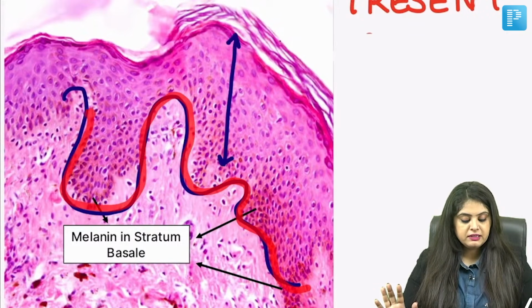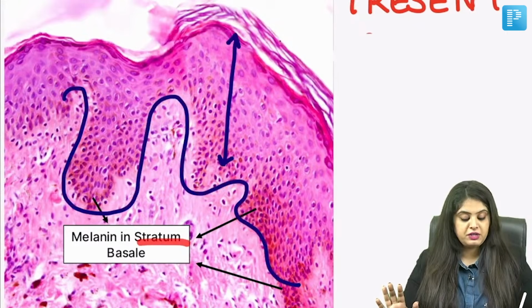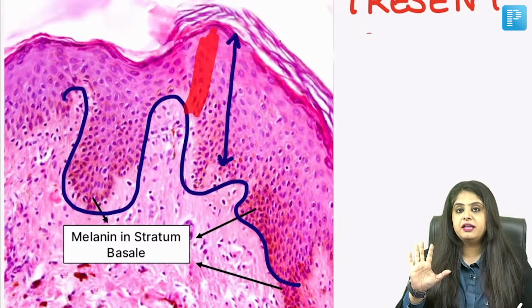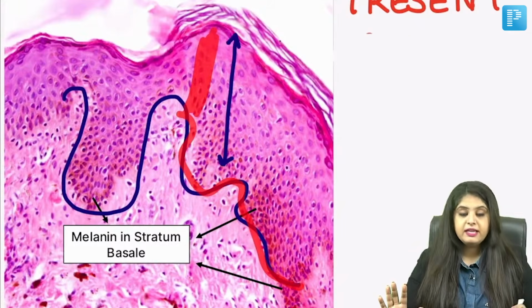The one right at the base. So right at the base is known as stratum basal. You know, melanin, out of these five, there are 5 layers in the epidermis. In the bottommost layer, I'll zoom in more.